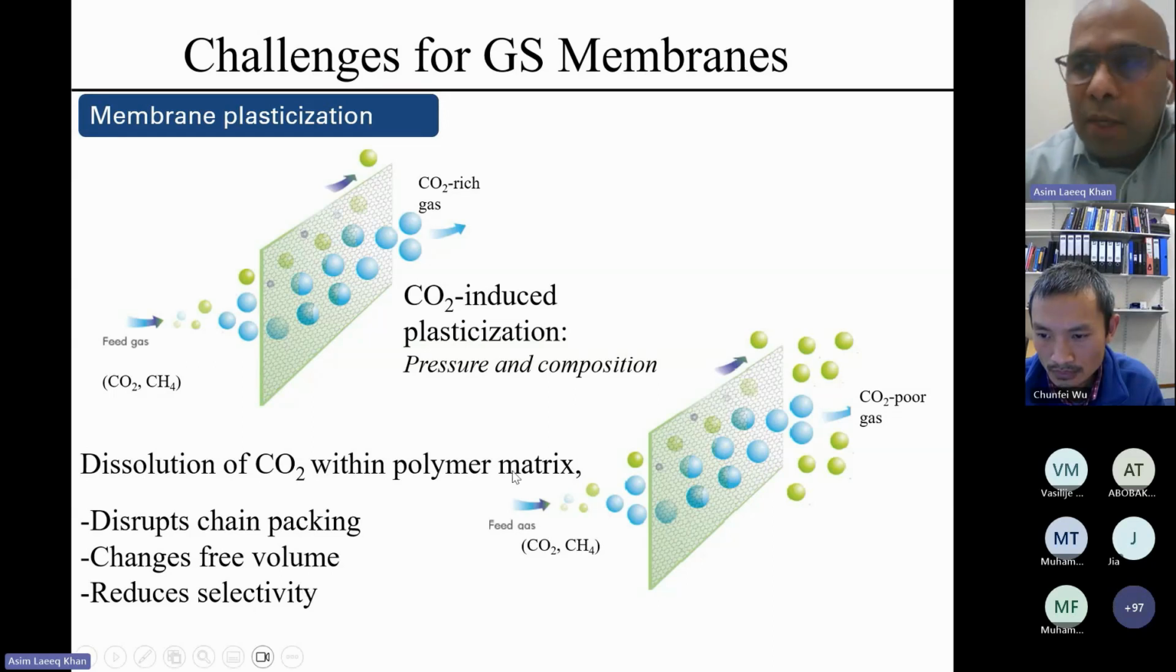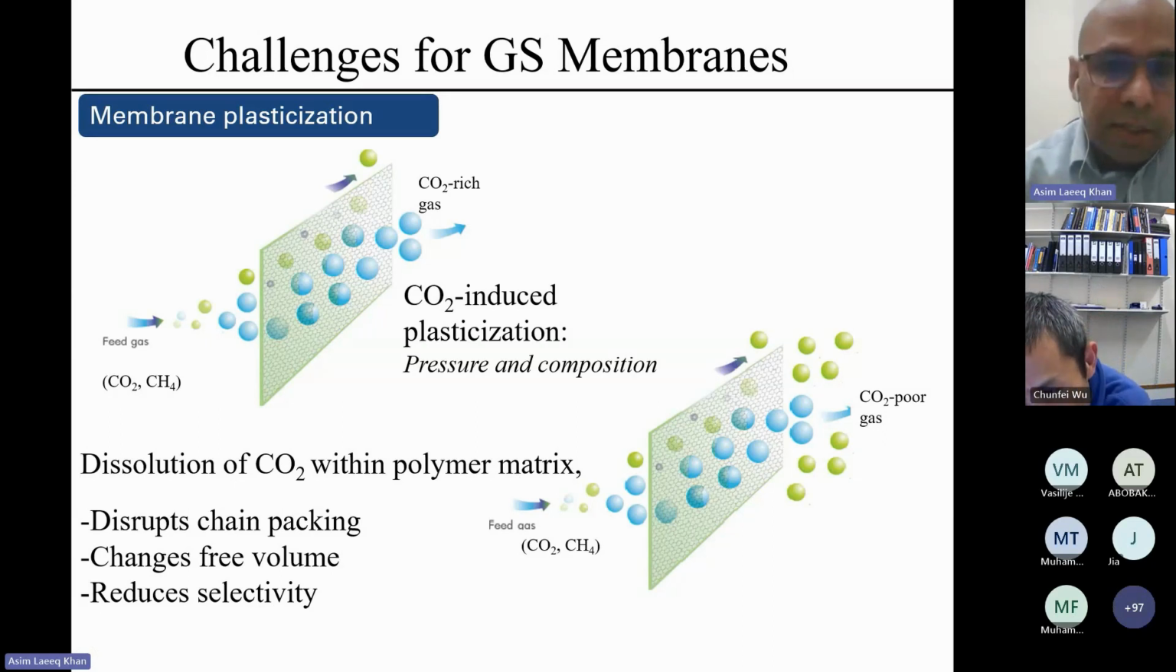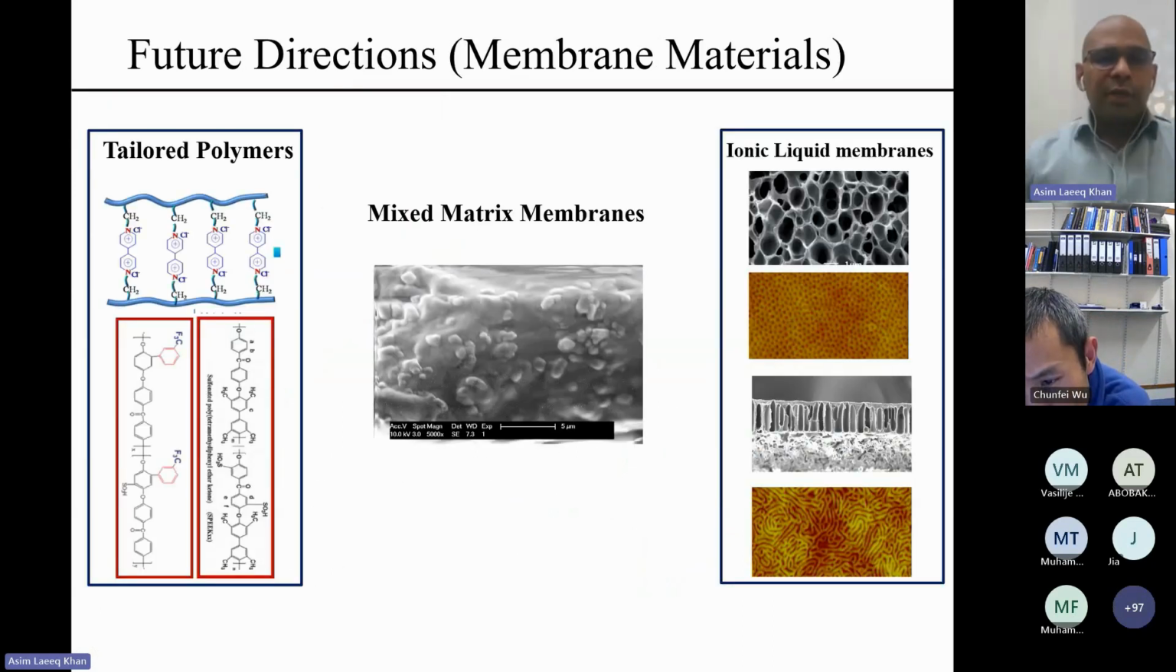So if I can sum up, there are two major challenges for membrane researchers: to come up with membranes that do not have the trade-off between permeability and selectivity, and membranes that are resistant to plasticization. So what are the future directions? I believe I have about 10 minutes to wind up.